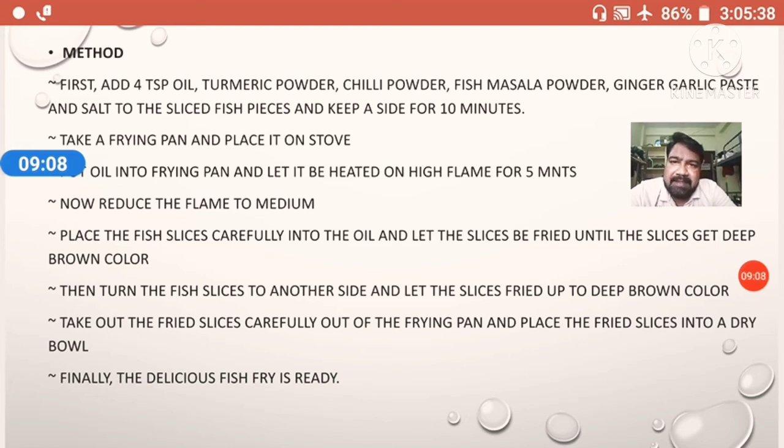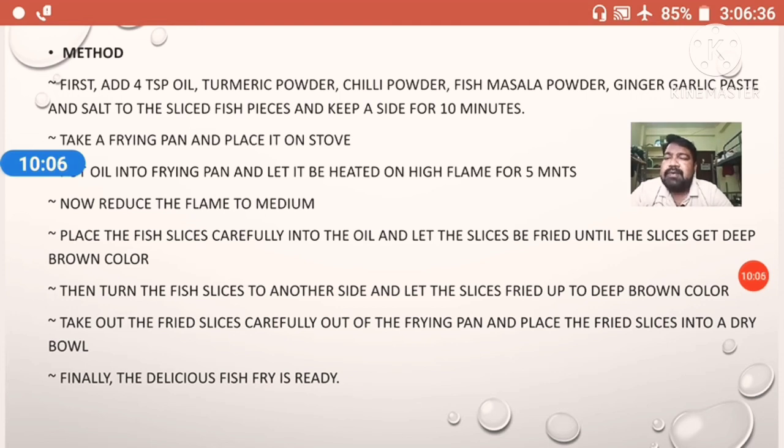And now let us see the method of preparation of a fish fry. Fine. Here you put another bullet or a dot and write the word method. Now you are explaining the process in writing, and this is the way you have to follow in your examinations. Fine. You put one mark and write like this: first add 4 tablespoons oil, then turmeric powder, then chili powder, then fish masala powder, then ginger garlic paste and salt to the sliced fish pieces, and keep aside for 10 minutes.